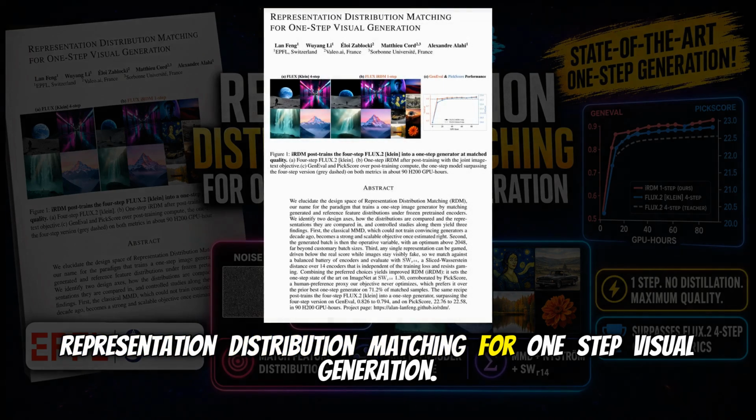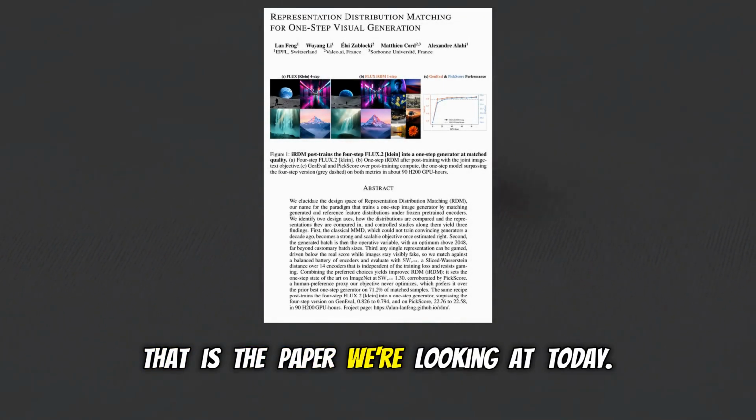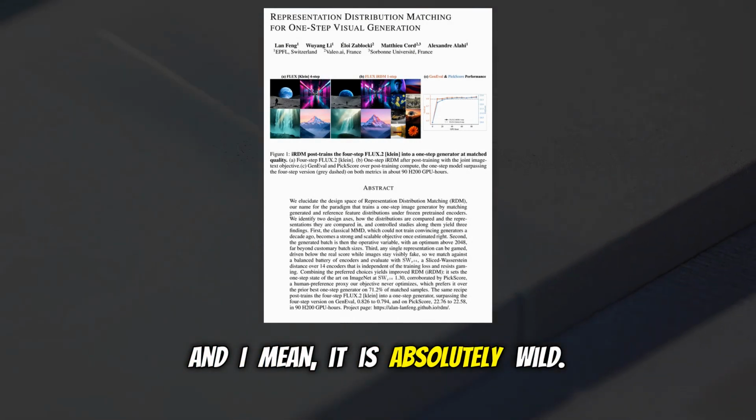Representation distribution matching for one-step visual generation. That is the paper we're looking at today. And I mean, it is absolutely wild.